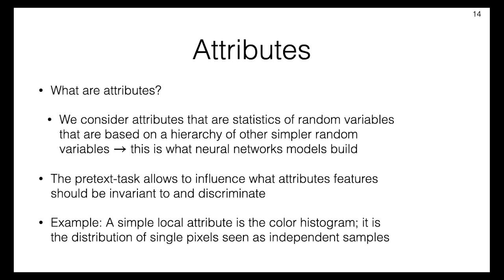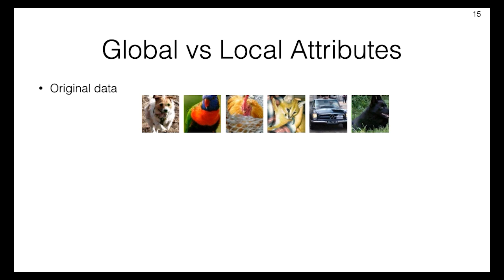Later, I will show some methods that explicitly focus on building features that can discriminate global attributes. Also, in the next slide, we will see another example to illustrate the importance of the globality of attributes. An important difference that I would like to make is between local and global attributes.